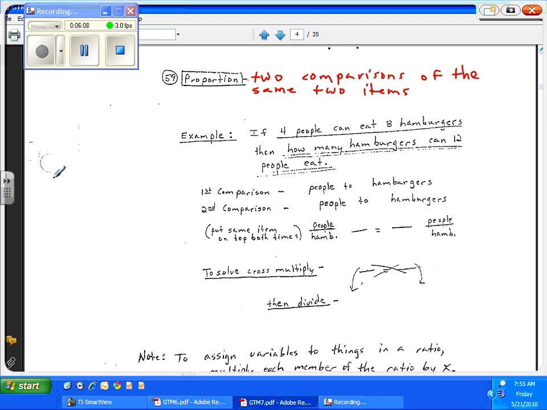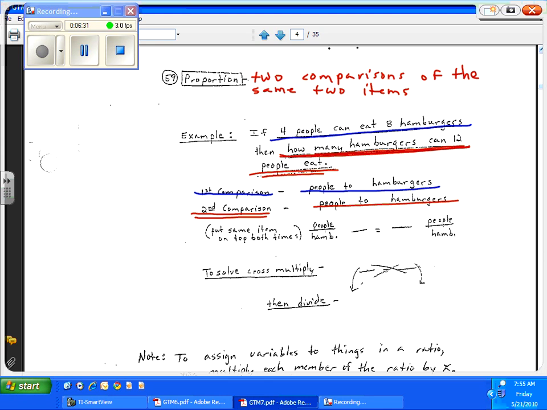Notice in this particular example, it says if 4 people can eat 8 hamburgers. That's the first comparison they give you, people to hamburgers. And then it says, then how many hamburgers can 12 people eat? This second comparison is also people to hamburgers. So we're going to have people to hamburgers.